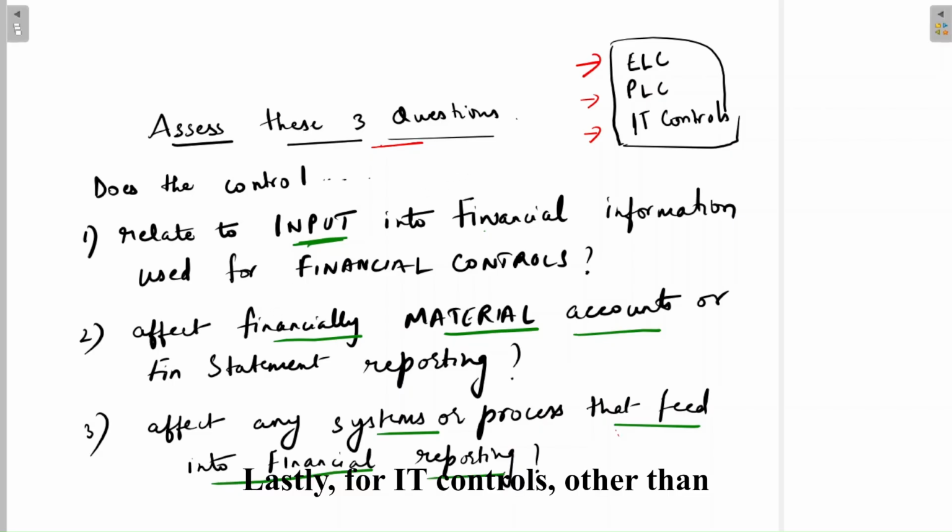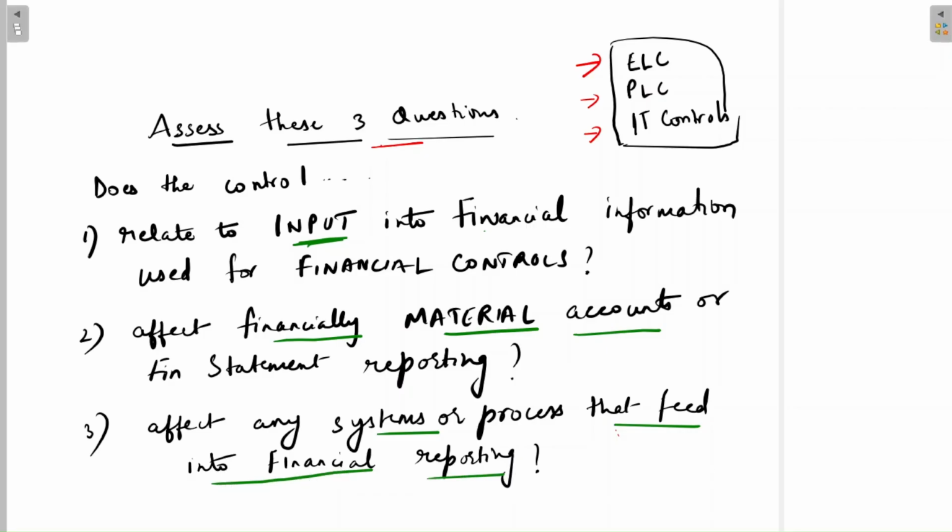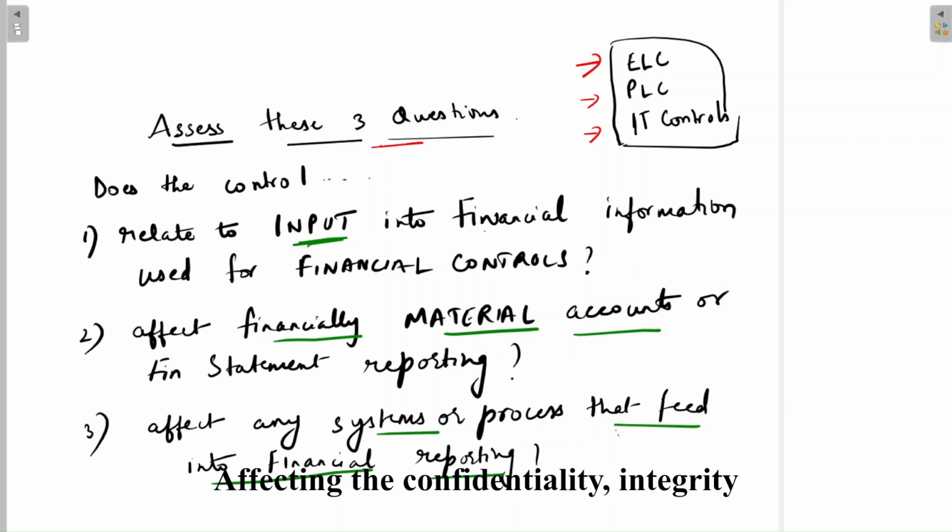Lastly, for IT controls, other than question 3 that we already saw, you need to also ask whether the applications are being used for processing financial information or for processing data which is being used for financial reporting. Then in that case it becomes a SOX in scope application, and those controls which are affecting the confidentiality, integrity and availability of data in these applications, all of these would become SOX controls. So I hope this helps you to identify practically which controls are SOX in scope.